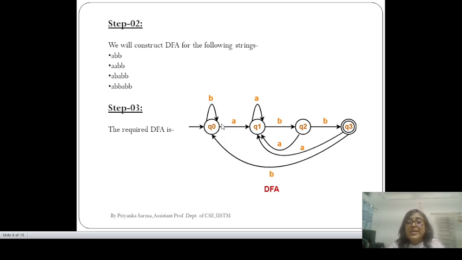Now whether this DFA holds good for these particular strings or not, we have to check. Now the first string is ABB. So can this machine accept ABB or not?